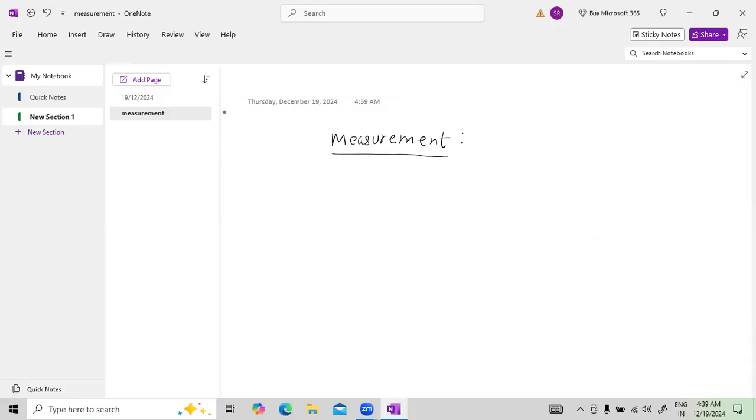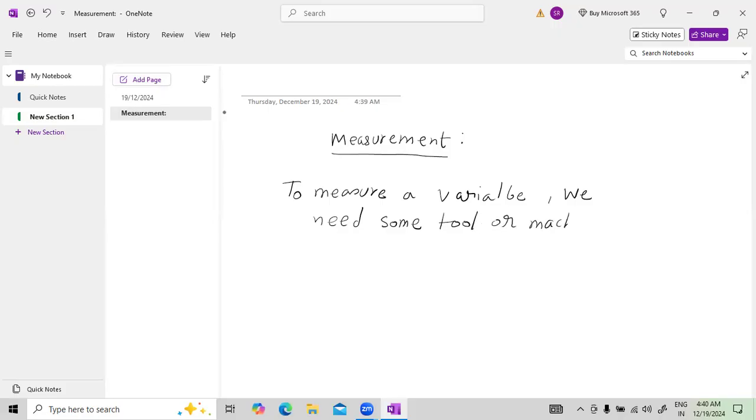First of all, to measure a variable, we need some tool or machine by which a quantity can be weighed. By which a quantity can be weighed.